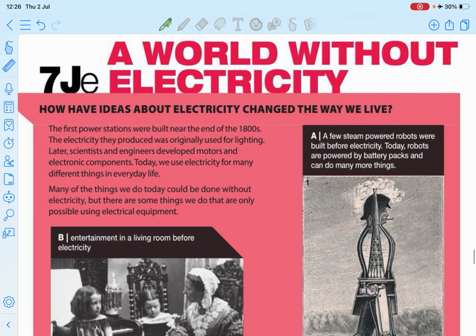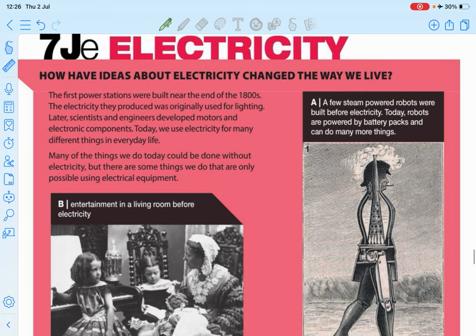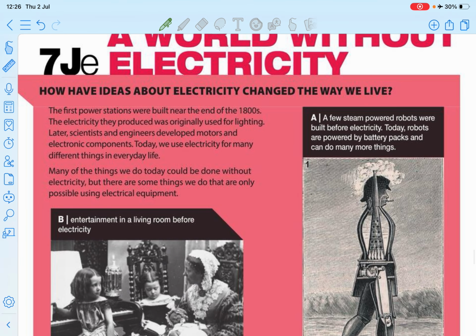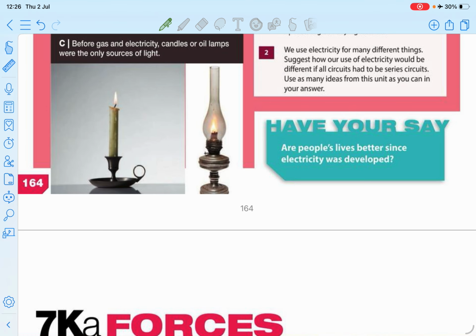And a world without electricity. Now you know what the things are, right? So that is the end of the part on electricity. Right, you can join the next chapter with forces.